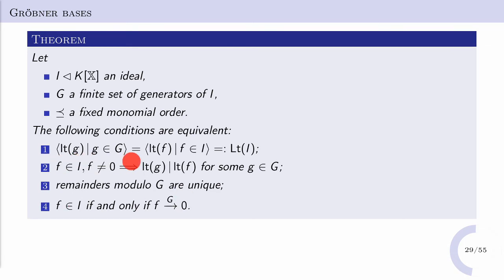The same is true for this condition. This one calls for every polynomial in I. And the same is with this condition. Again, we have infinitely many polynomials. So none of these conditions can be directly checked.